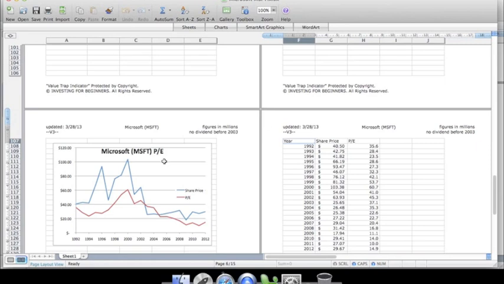So here you can see as the PE is here in the red, as it drops, this right here signals a good time to buy, and as a result the share price jumps up here. But as the PE gets higher as the years go on, you can see it's starting to max out here, right here near 2000, which is near when the tech bubble was.